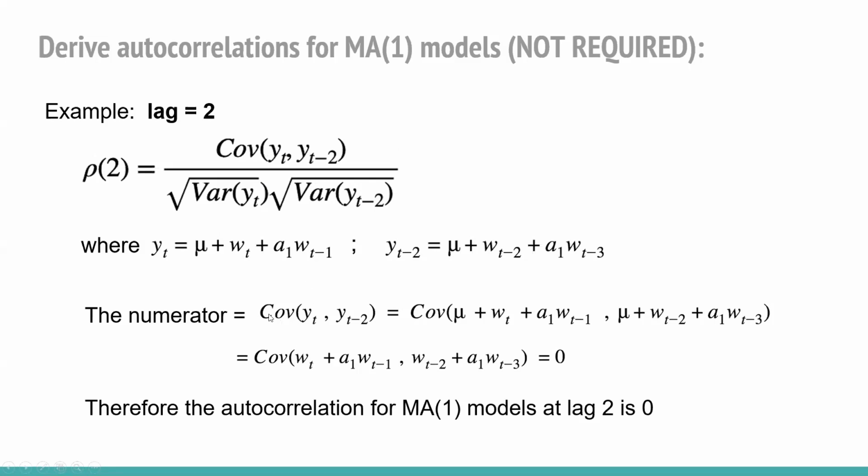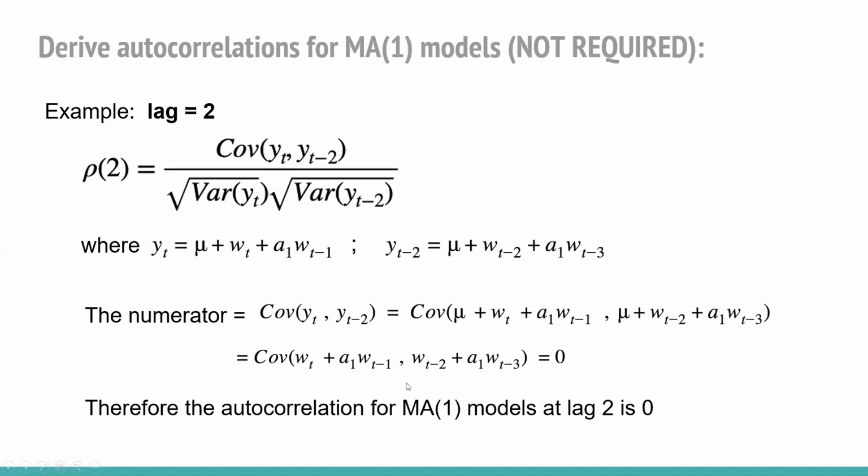So for the numerator, what is the covariance of YT comma YT minus 2? I'm actually going to write the whole of that and the whole of that. Can you see that now? And when I have this, I told you similarly that mu is a constant. So this is the same thing as this.